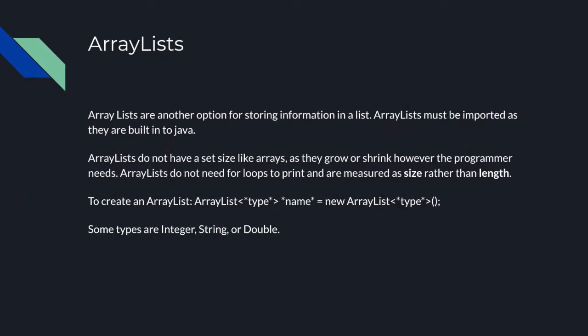Array lists. Array lists are another option for storing information in the form of a list. Array lists must be imported, because they are built into Java. Array lists do not have a set size like arrays do, so they can shrink or grow however the programmer intends. They do not need for loops to be printed, and they are measured as size rather than as length. To create an array list, you use ArrayList, then the type, then the name which you would like to refer to it as, and then new ArrayList, the type, and then parentheses. Some types, for example, are Integer, String, or Double.